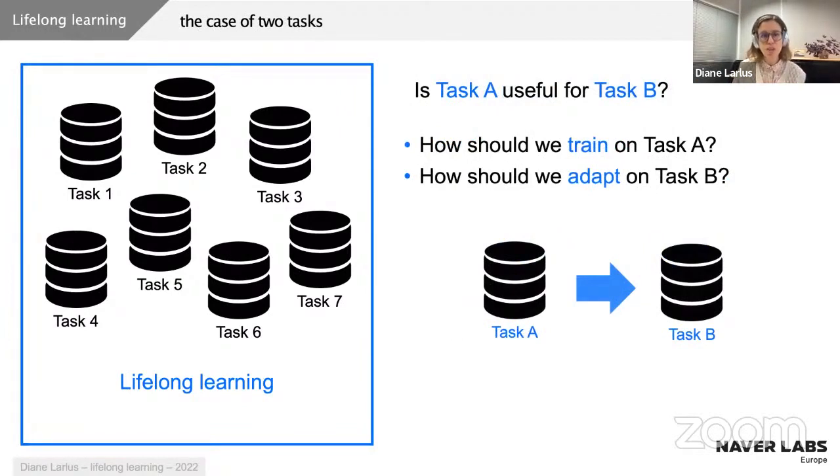First, how can we train on task A so it's going to generalize later very well on task B? And the second question is, once you've trained on task A, you have a model that is available out there, how should you adapt it so it's going to perform better on task B later?